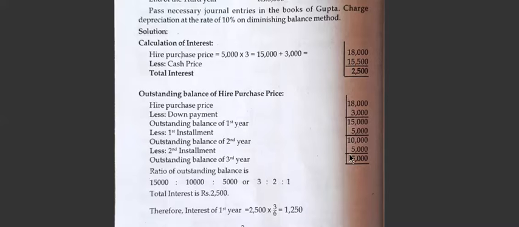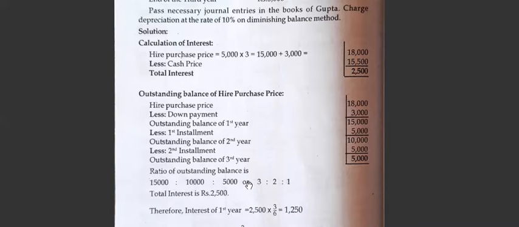Every year you have to deduct, then each year you will get what is outstanding. The outstanding for first is 15,000, second is 10,000 and third is 5,000. Now the ratio will be in between 15, 10 and 5. If you reduce it, it becomes 3:2:1. 5 ones are 5, 5 twos are 10, 5 threes are 15. So 3:2:1. Now the total interest is 2,500.